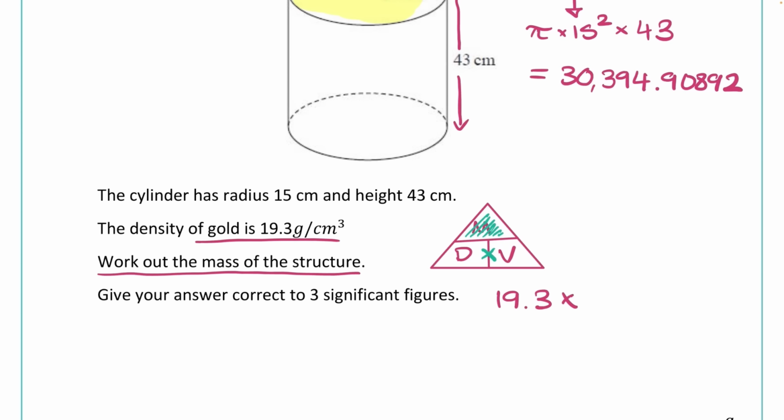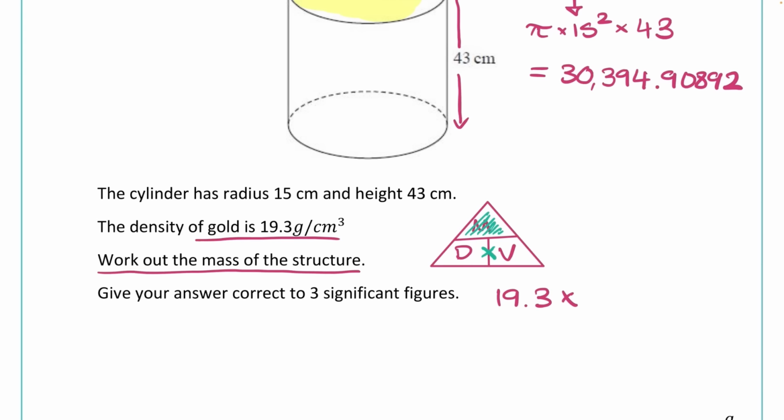There is actually a version in terms of pi, which you could write down as well. That's absolutely fine to do. But I know I need to do that now as my volume. So it's 19.3, which was the density, multiplied by 30,394.90892. So I'm just going to press times 19.3, so I don't have to type it all back in again.